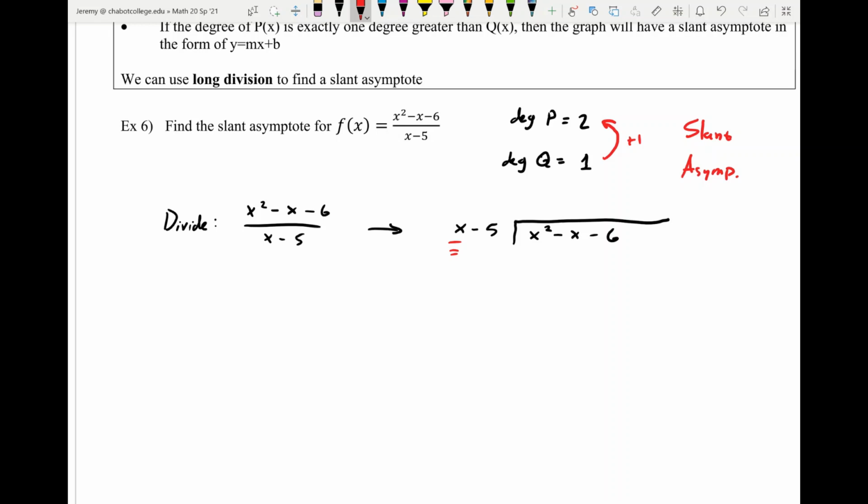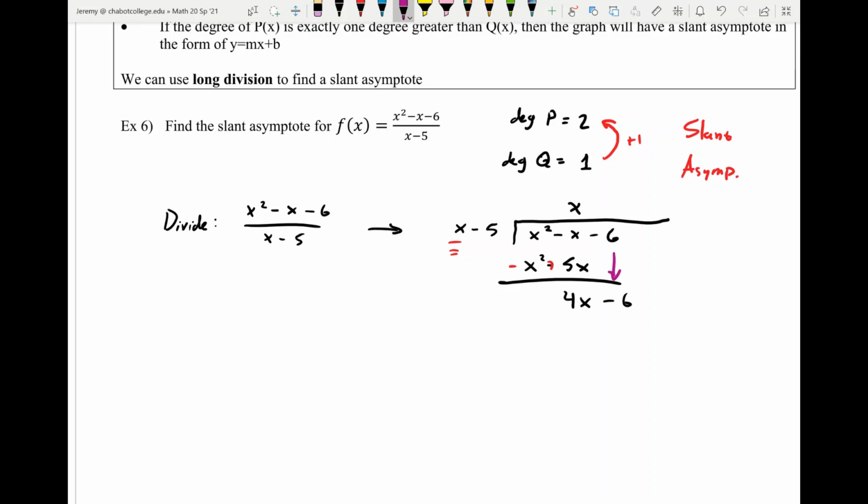So how many times does x go into x squared? Well, it goes in x times. So I'm going to write the x up there. Multiply through the divisor and I get x squared minus 5x. And then I want to subtract those, so I distribute through a negative. And I get positive 4x, and then I bring down this minus 6.